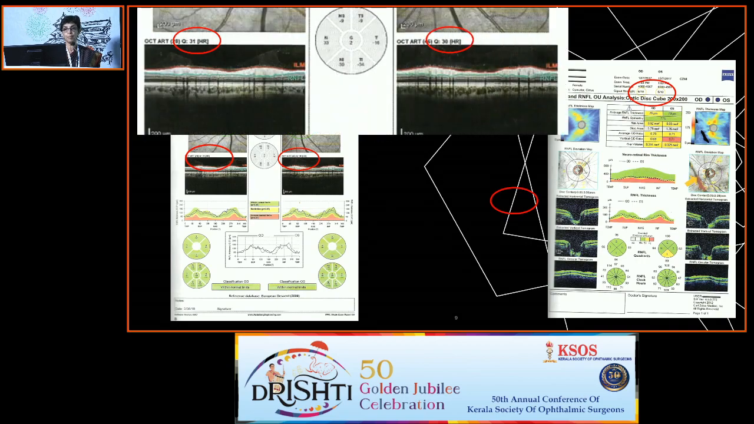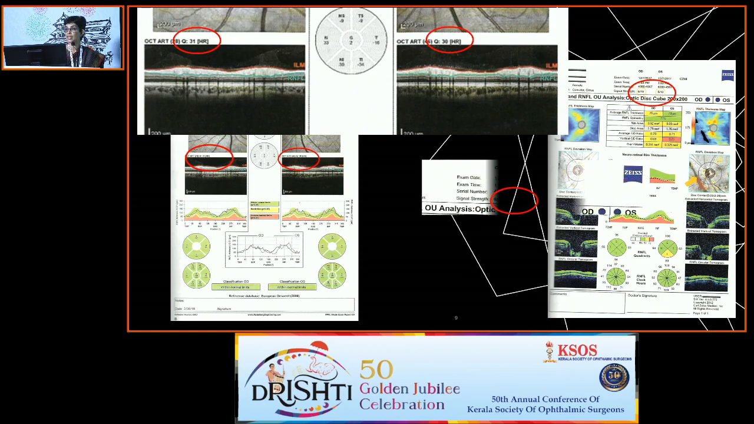So this is the place where the signal strength is given. You can see that the signal strength is 31 in the printout in the right eye and 30 for the left eye. And in the Cirrus printout, it is only 6 in the right eye, which is just adequate. And for the left eye, it is 5, which is actually inadequate.